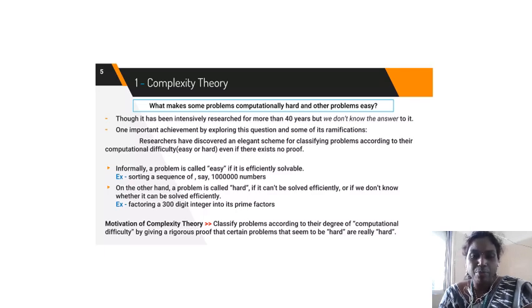For example, a problem is called easy or difficult depending on whether it is efficiently solvable or hard. How do we decide? By solving it step by step, and then we decide using complexity: how complex the problem is and how long it takes to reach a solution. The main motivation of complexity theory is to classify problems according to their degree of computational difficulty, whether rigorous, easy, normal, or medium.